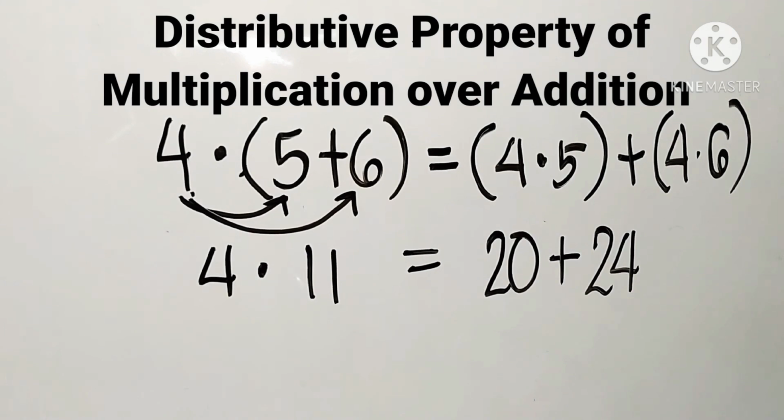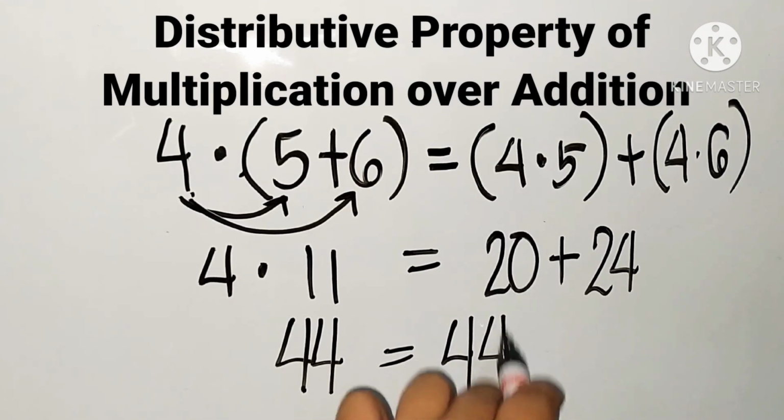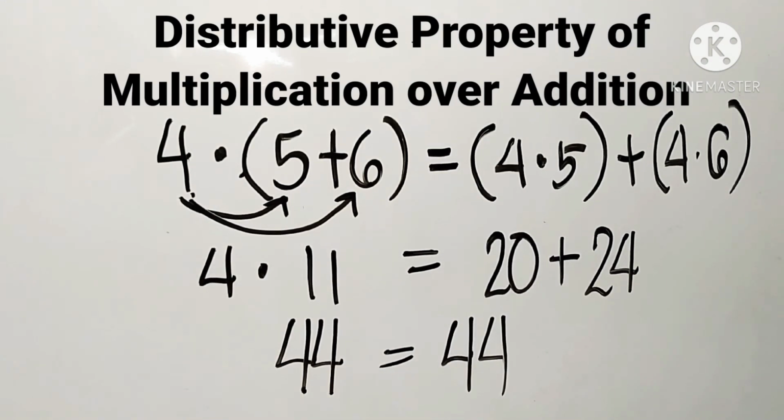4 times 11 is 44. And 20 plus 24 is also 44. So, kung nakikita nyo po, nag-iba man yung process, pareha pa rin sila ng result. So, this is DPMA or Distributive Property of Multiplication over Addition.